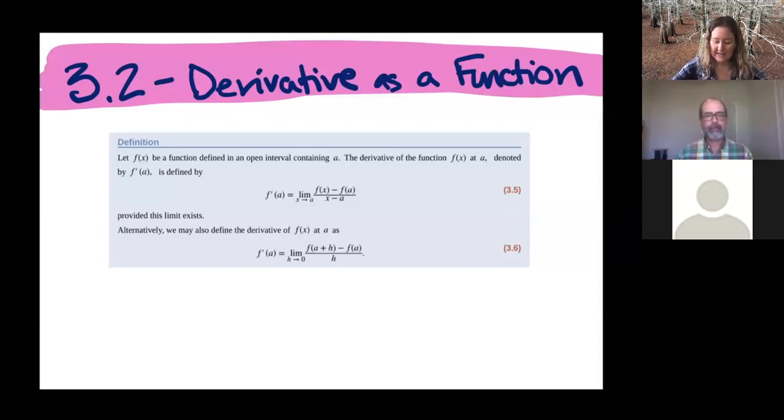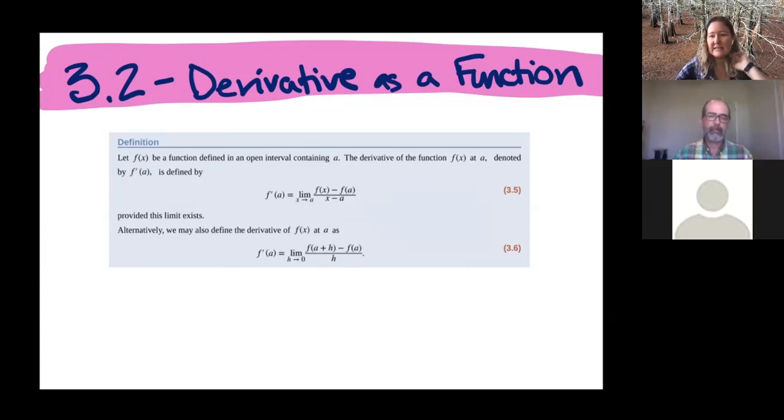The first looks at the limit as x approaches a of f of x minus f of a over x minus a. And that should look familiar from the slope equation, right? Rise over run, the change in y values over the change in x values. And there was another option, which was to look at the limit as h approaches 0 of f of a plus h minus f of a over that value h. And that's the one that we're going to be focusing on today.